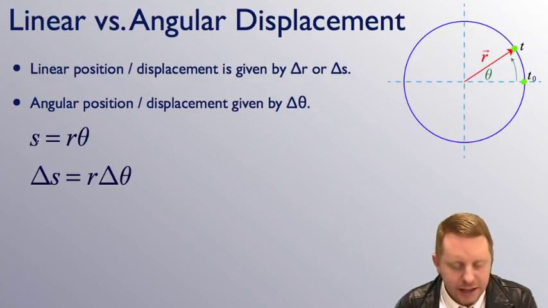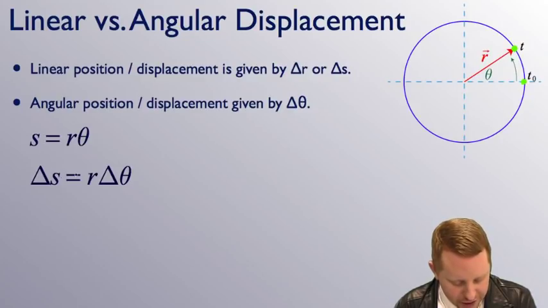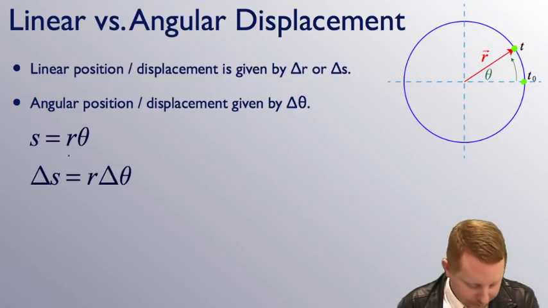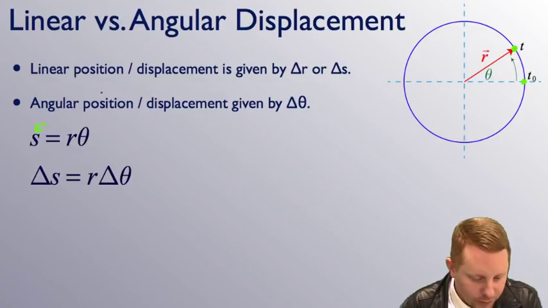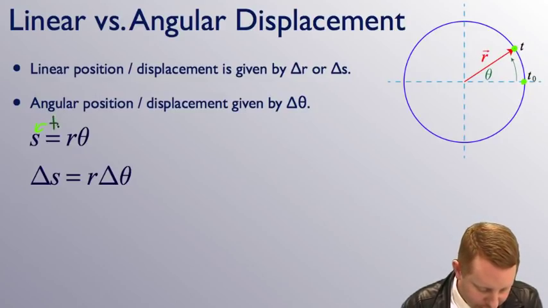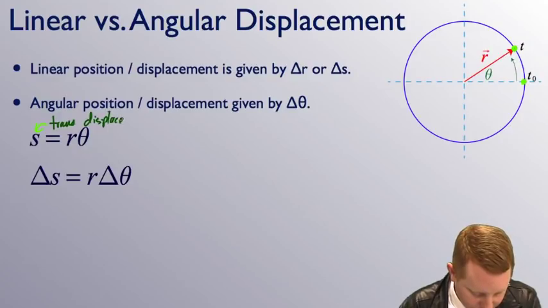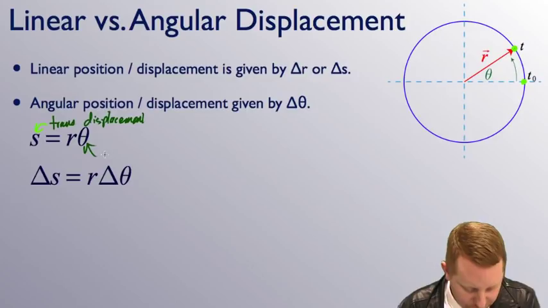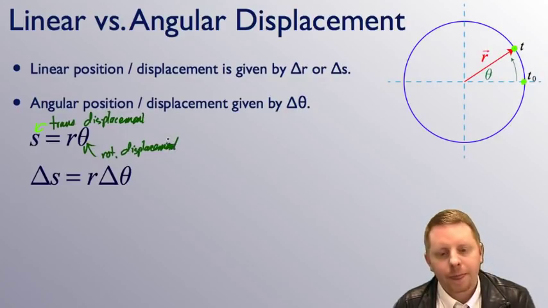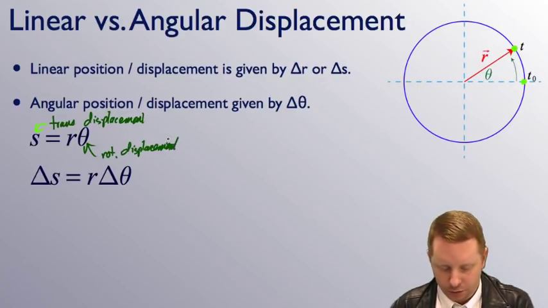Now the linear distance traveled, s, is equal to r times theta, or change in s is equal to r delta theta, where s here is what we call our translational displacement, and theta is going to be our rotational displacement. Nice conversion between the two.